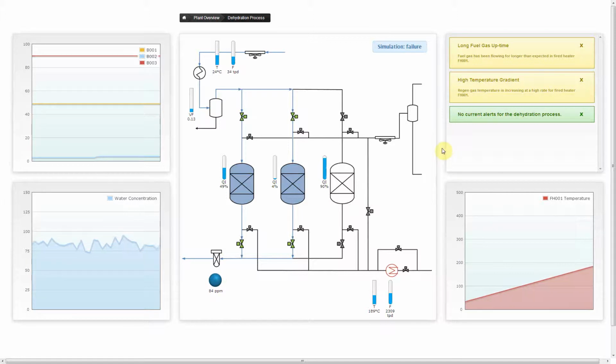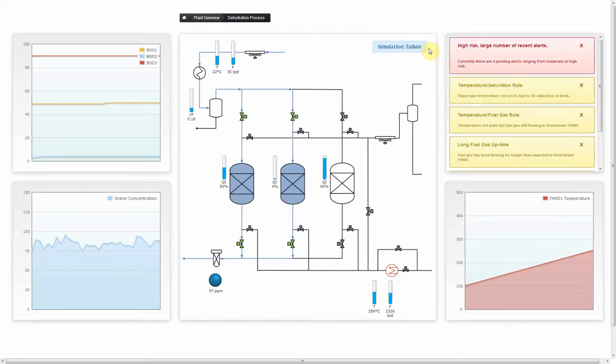So just waiting for a few more alerts to be generated by our system, we can see that the temperature is reaching the set point. Our flow rate is quite high for regeneration gas. Everything else looks relatively normal. So what's being said here is high temperature gradient, so that's this graph here, and long fuel gas uptime. We'll come to some more details on why these alerts were generated in a second.